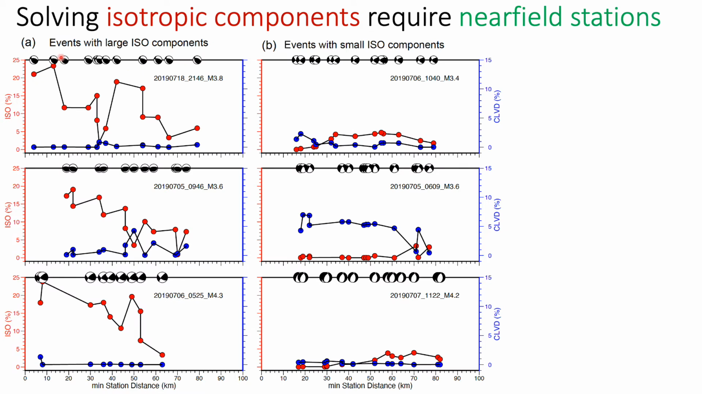To evaluate the effect of near-field data, we choose three events with the largest isotropic components and the smallest isotropic components. We perform a set of inversions by gradually removing the data from near-field stations. X-axis shows the minimum station distance cutoff. Y-axis shows the percentage of isotropic and CLVD components. When we gradually remove the near-field data, the solved isotropic components decrease while the solved CLVD components do not change a lot. This suggests the necessity of using near-field stations for understanding earthquake rupture processes.